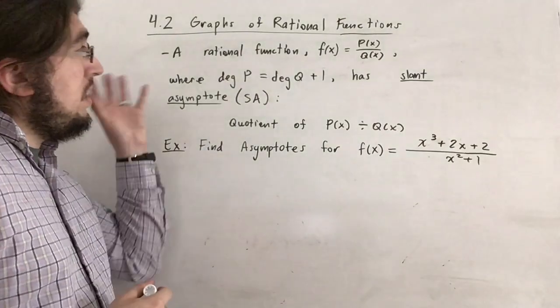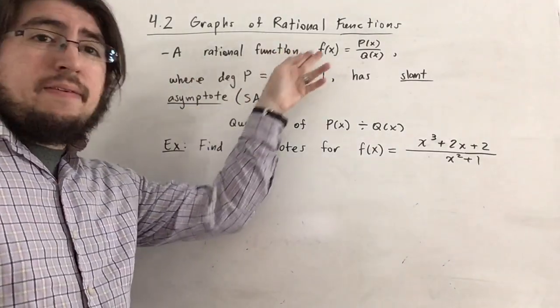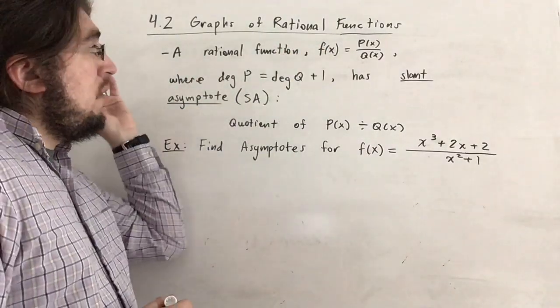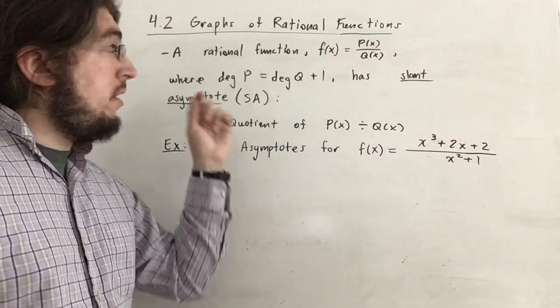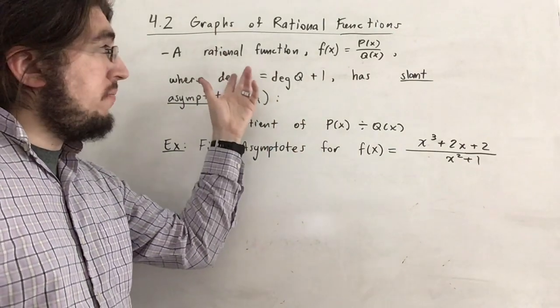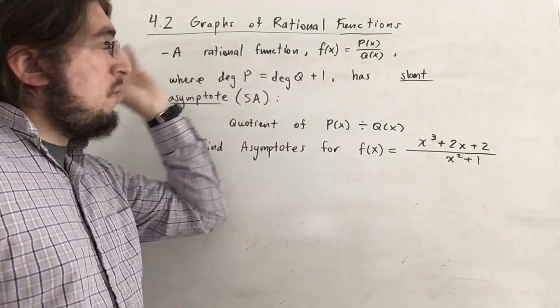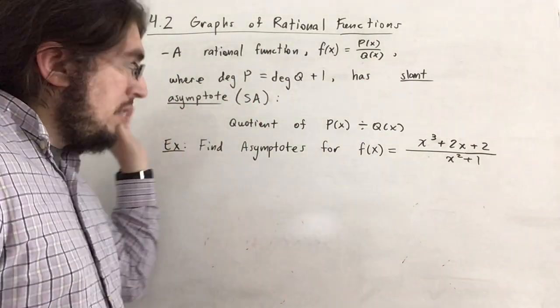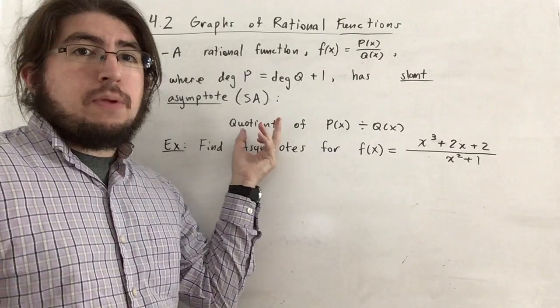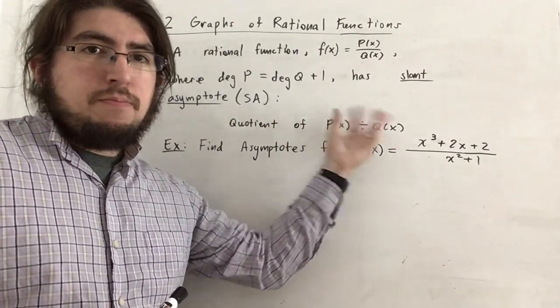All right, so now finally for a slant asymptote, here's what I have to say. So rational function f of x equals p of x over q of x, where the degree of the top is exactly 1 more than degree of the bottom. In other words, degree of p is degree of q plus 1. Then we have a slant asymptote, which I'll call SA, that is the quotient polynomial that you get when you're handling the division of p and q.